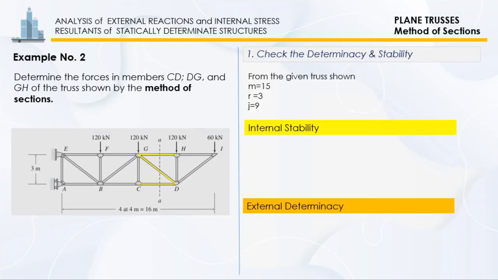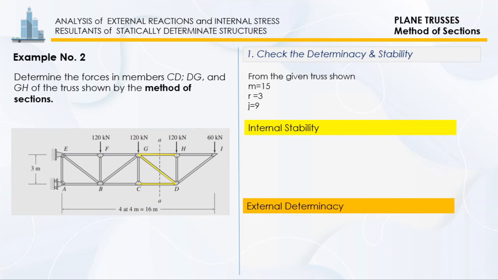Now, let's have an example. Here we have a truss that is supported by a hinge at joint E and a roller support at joint A. A 120 kN concentrated load is applied at joints F, G, and H. At joint I, a 60 kN load is applied. Now, we are asked to determine the forces in members CD, DG, and GH. So, we are asked to determine these member forces by method of section.